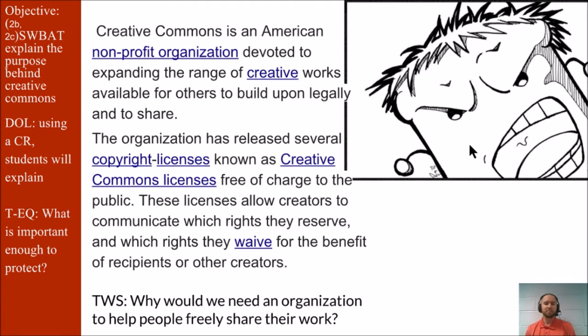So if I created something really nice and positive, if I wrote the book Harry Potter, I would not want people to take this story and twist it and make it, maybe dark or strange. There might be things that I just want to be mindful of if people are borrowing my work. So the different licenses, the organization itself, exists so people don't get angry and yet they can still share their work.